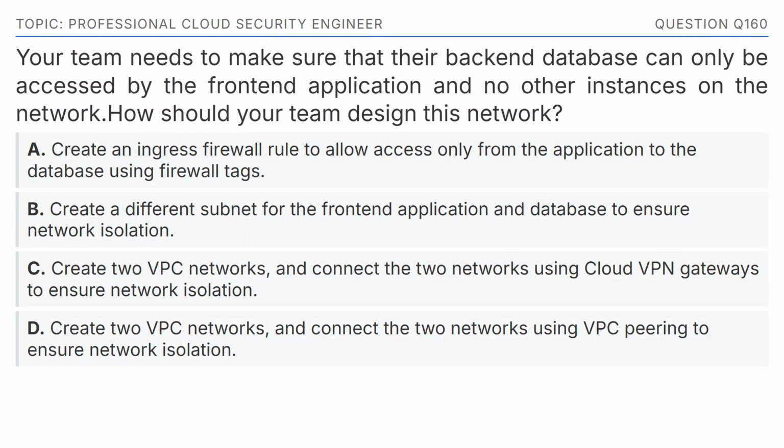Your team needs to make sure that their backend database can only be accessed by the front-end application and no other instances on the network. How should your team design this network? The options are: Option A, create an ingress firewall rule to allow access only from the application to the database using firewall tags. Option B, create a different subnet for the front-end application and database to ensure network isolation. Option C, create two VPC networks and connect the two networks using Cloud VPN gateways to ensure network isolation. Option D, create two VPC networks and connect the two networks using VPC peering to ensure network isolation.